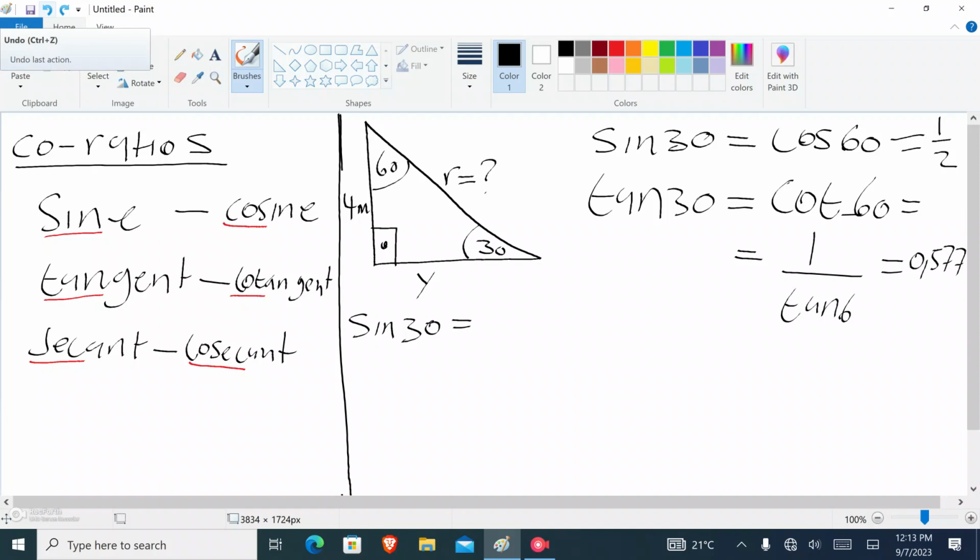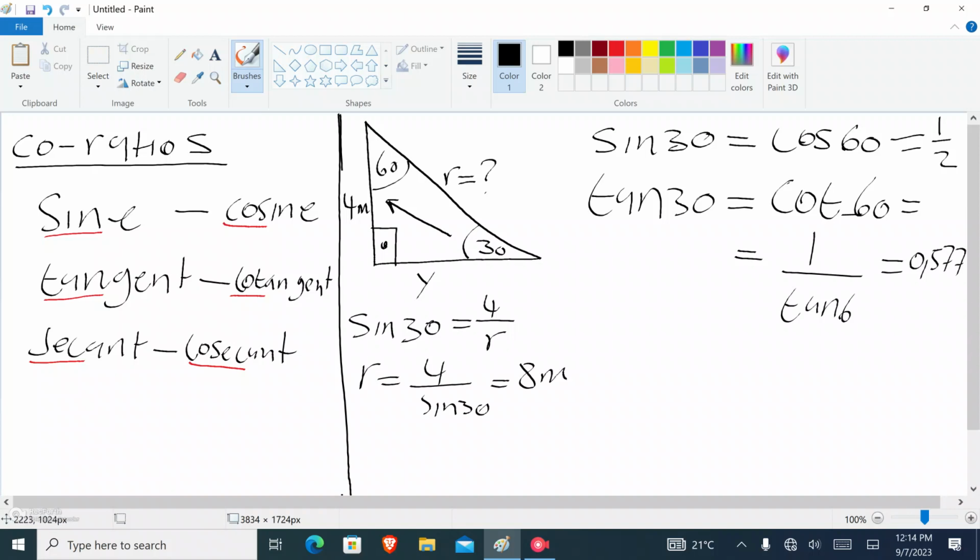So we know that sine 30 is opposite over hypotenuse. We know that sine is actually opposite over hypotenuse. In this case, what is our opposite? Our opposite is 4. And then over hypotenuse, what is our hypotenuse in this case? Is r. So if you want r, we have to cross multiply. If you cross multiply, we know that it's going to be 4 over sine 30. And our answer is going to be 8 meters. This is how you do it.